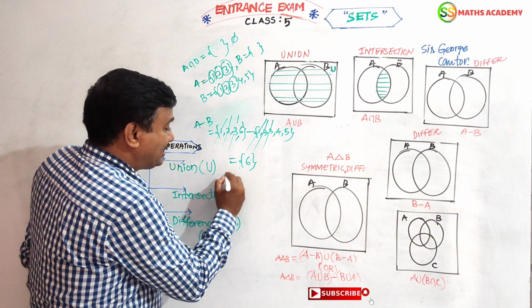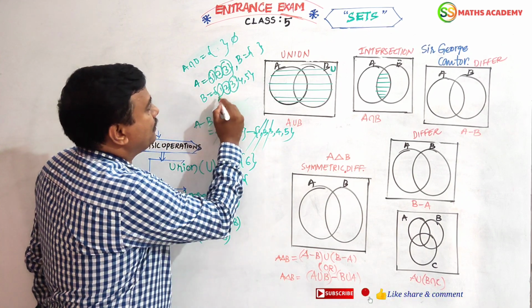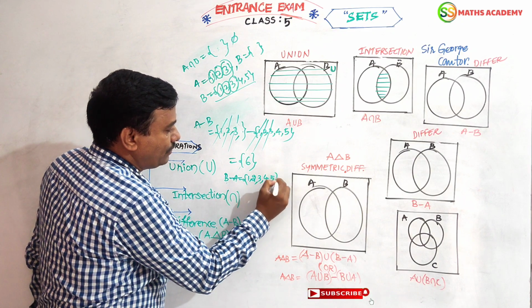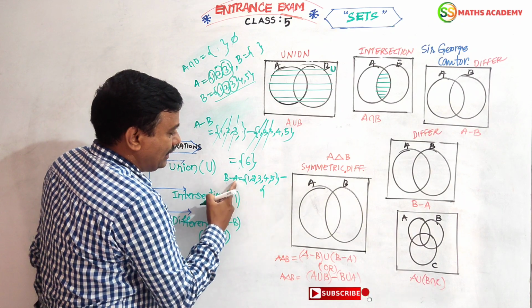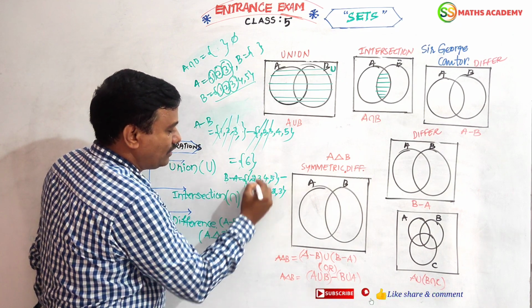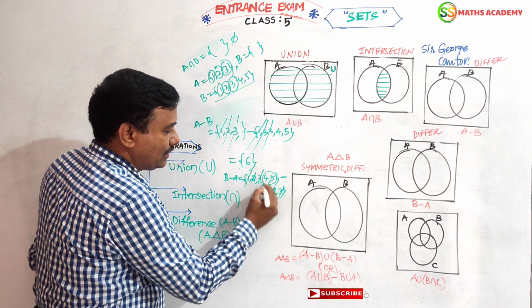Now what about B minus A? The same phenomenon we should apply. B is 1, 2, 3, 4, 5. Right, now 1, 2, 3, 4, 5 minus A, which is 1, 2, 3. Take the common elements: 1, 1 cancel, 2, 2 cancel, 3, 3 cancel.